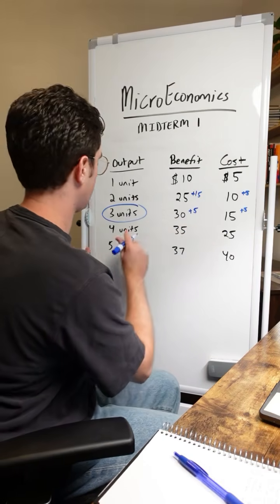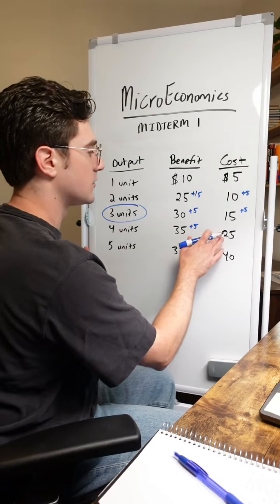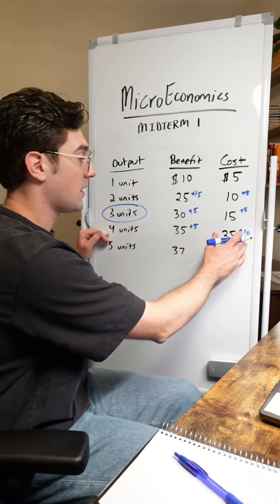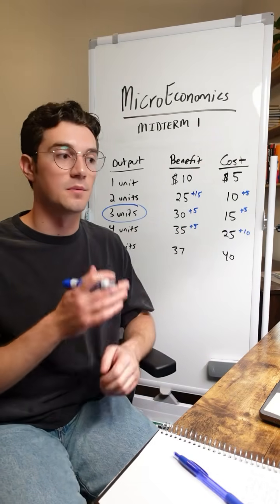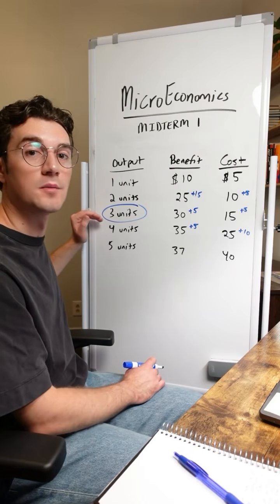35 minus 30 for the marginal benefit of the fourth unit is 5. But the marginal cost is 25 minus 15, 10. This fourth unit is costing us 10 bucks, but we're only benefiting 5. So we're essentially taking a loss by consuming more than 3 units. And that's why we're going to stop consuming here.